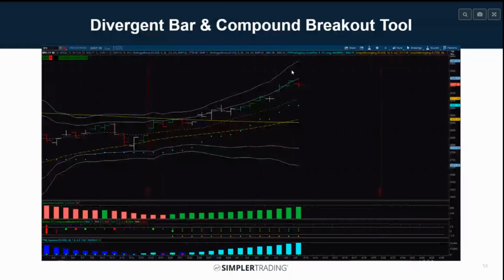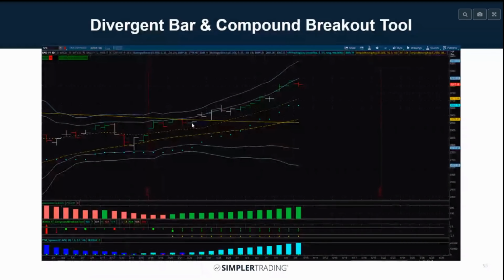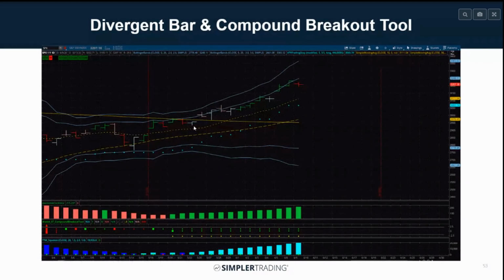So here, for example, we can see on the compound breakout tool down here, we had 2 of the 3 lines start to print a green box and then followed up with green dots. That is a valid bullish signal on the compound breakout tool. And when I pair that with a bullish divergent bar, which are these light, almost white colored bars, technically a light green blue, that is a great way to look at a potential trade entry for a bullish setup.